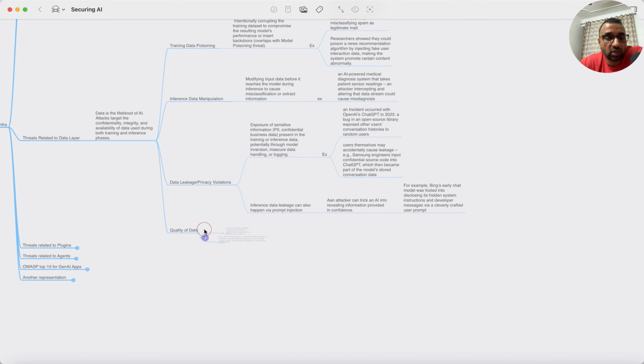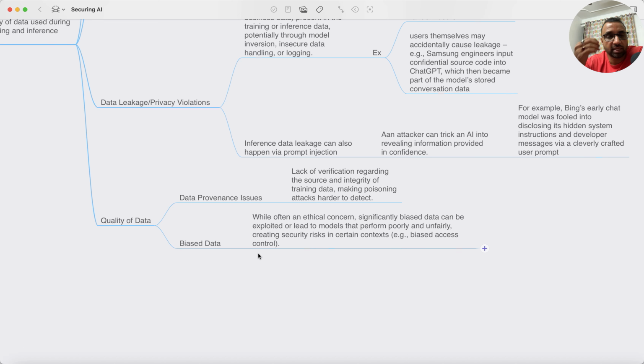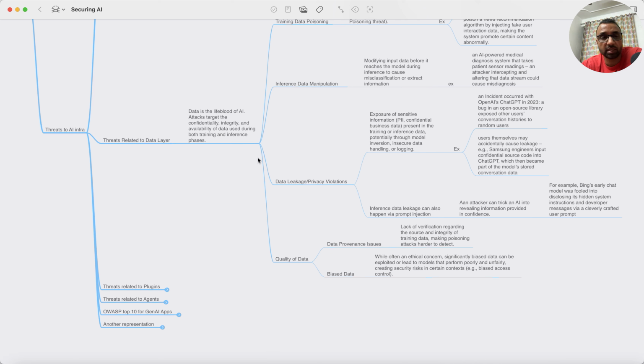Okay. The last one is all about quality of data, which is data provenance issues, which is ensuring that there is verification regarding the source of data as well as the integrity of the training data, since otherwise poisoning attacks are harder to detect, and also whether the data is biased or not. Okay, so that's a very important thing to track.